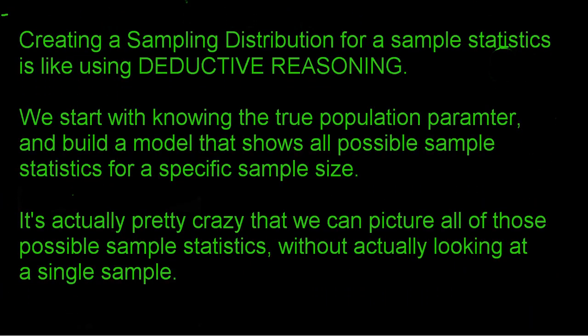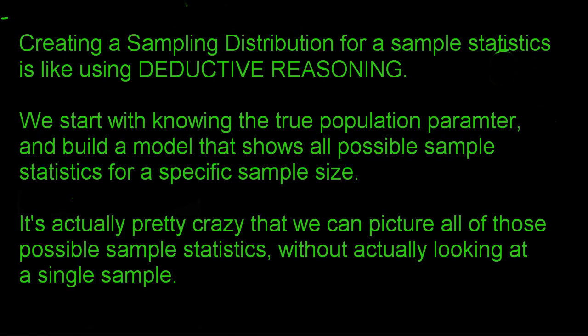Realistically, the idea is that a sampling distribution is a lot like deductive reasoning. We start with knowing the truth. We know what the truth is. We know what the true population parameter is. We know the true mu, and we want to build a model that shows us what all possible sample statistics, like x bar, for a specific sample size would be. So we know the truth, but we want to make a picture of what all possible sample means could be.